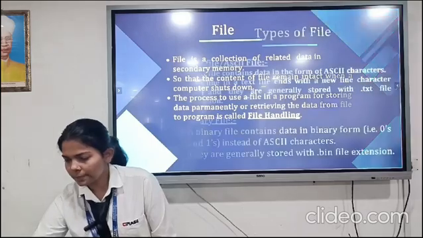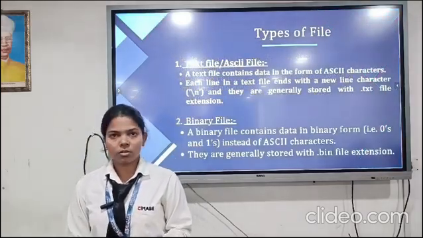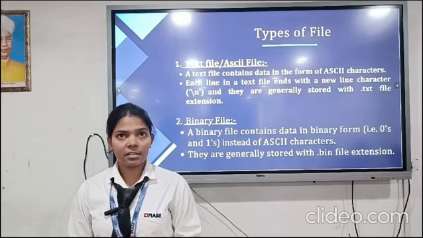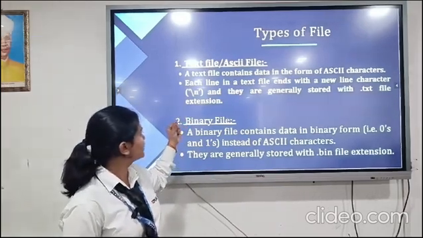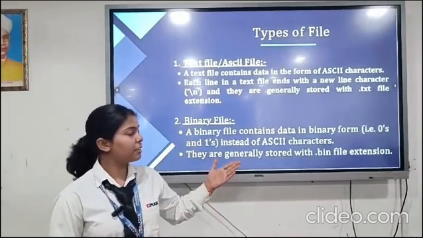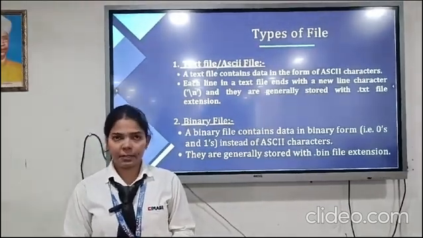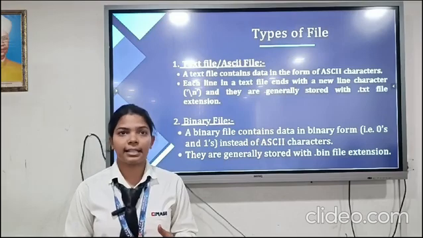Basically, it is of two types, text file and binary file. Text file is also known as ASCII file. Each line in a text file ends with a new line character, that is backslash n, and binary file contains data in binary form, that is 0 and 1, and they are generally stored in .bin file extension, while text files are stored in .txt file extension.